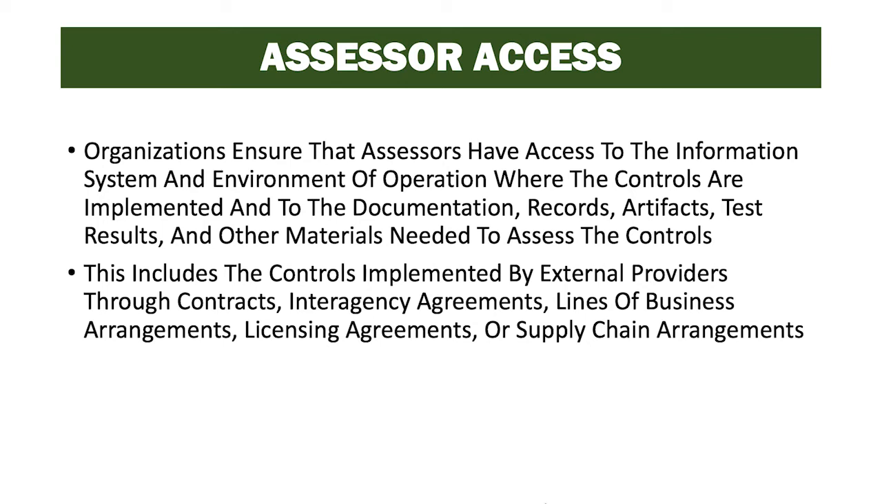This includes the controls implemented by external providers through contracts, interagency agreements, lines of business, arrangements, licensing agreements, or supply chain agreements. We want to make sure the assessor has access to all they need to be able to do a good assessment of the system and the security and privacy controls. That's important. We want to make sure they have access to all of this, or they can't do a full assessment. And some of the controls may end up being ineffective because the assessor didn't have full access.